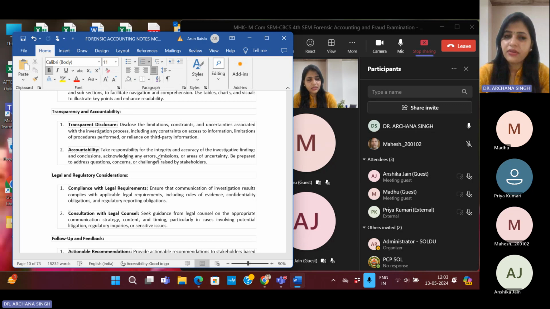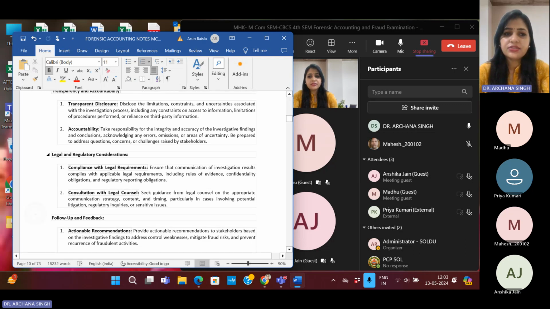investigative findings and conclusions, and should acknowledge the errors and omissions and areas of uncertainty. They had to acknowledge that also. So be prepared to address the questions, concerns, and challenges raised by the stakeholders. Okay. The next is legal and regulatory considerations.